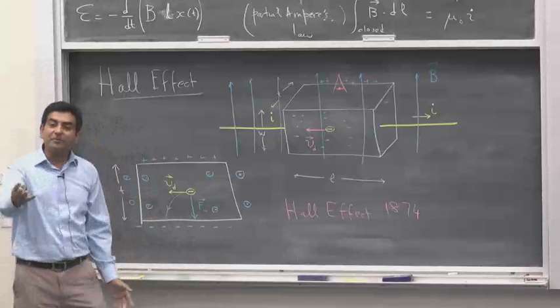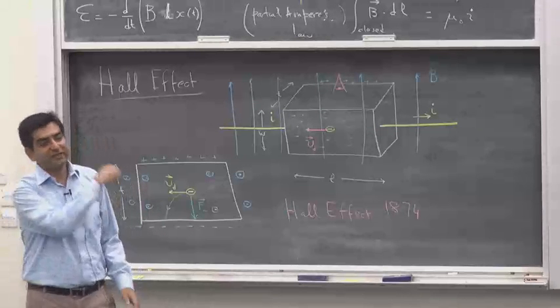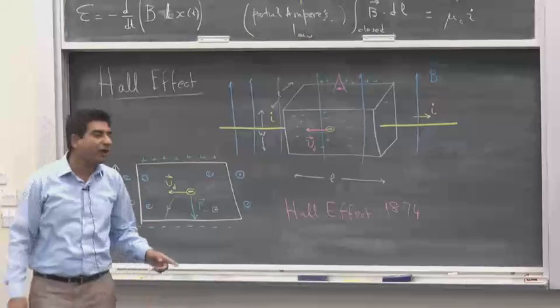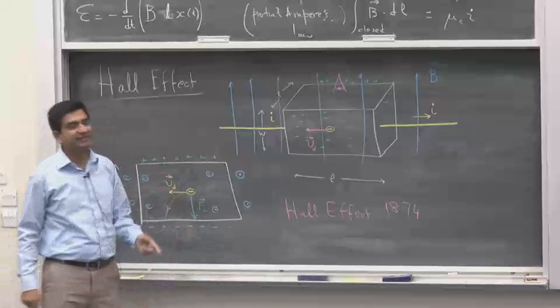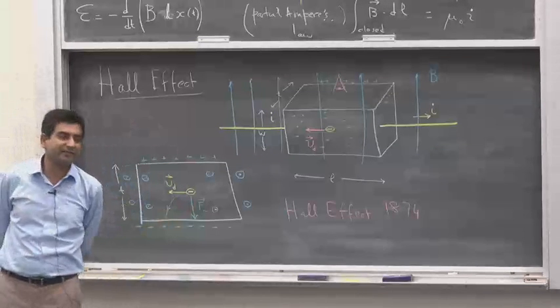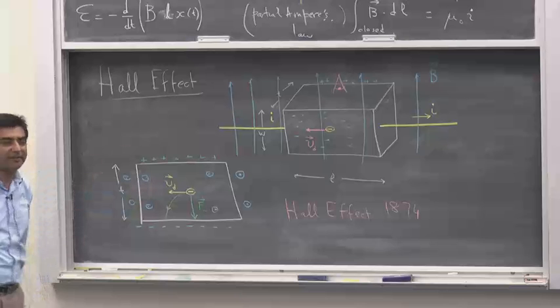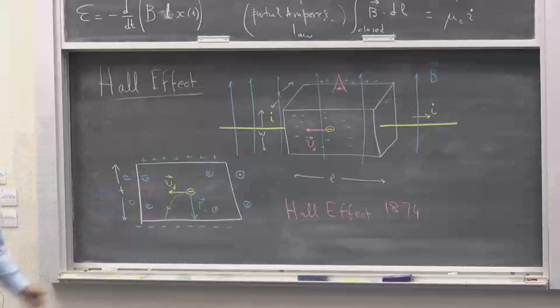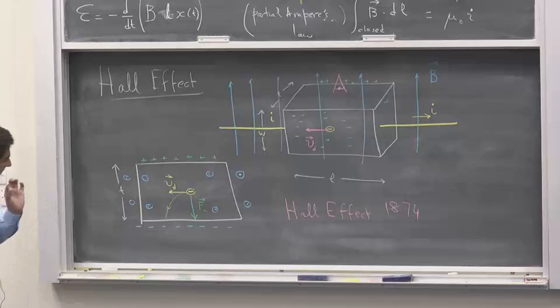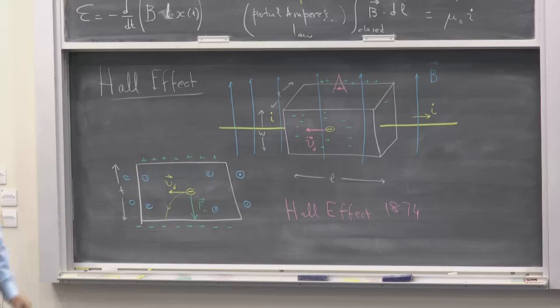Now, feedback is always chasing us. Because of this separation of charges, an electric field is going to be set up inside this material. And what's the direction of that electric field? It's going to be downwards. That will apply an electric force on the electron. What's the direction of that force? Upwards.